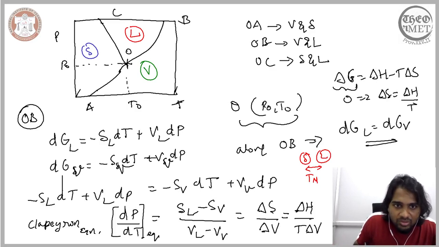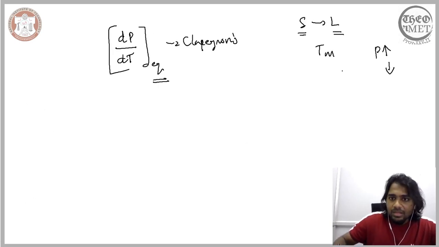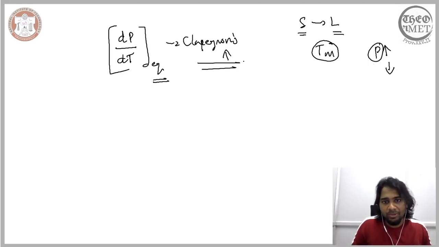So for a constant pressure, this would be the melting point. So this would be the melting point for a pressure P1. However, as the pressure changes, the melting point changes. So the melting temperature is dependent on pressure. How the melting point changes with respect to the pressure is what can be understood from Clapeyron's relation.